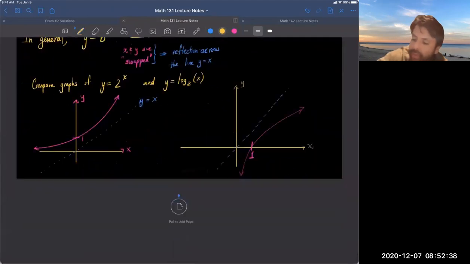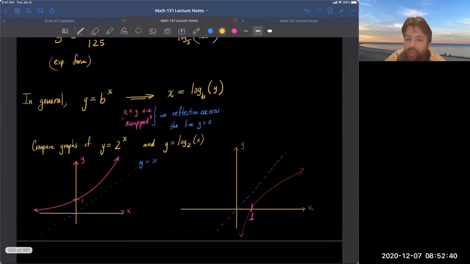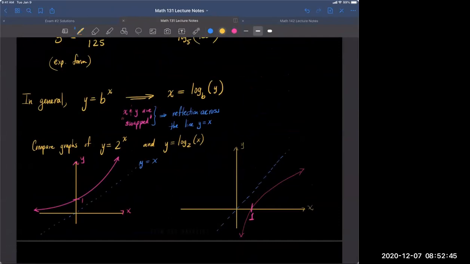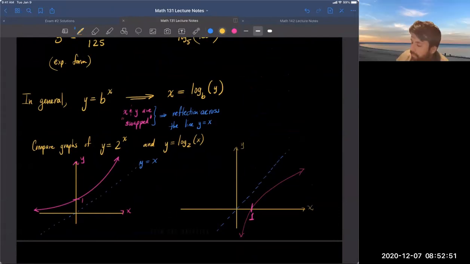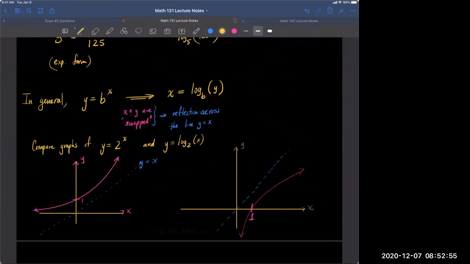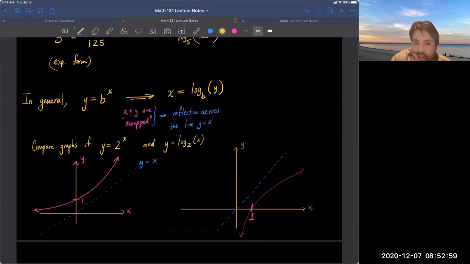I'm just wondering, is this new stuff to you all, or have you seen this before? We've definitely seen this before. Yeah, this was in college algebra. Yeah, high school too, they talked about logs. Okay, good. Great. So this is a good review.